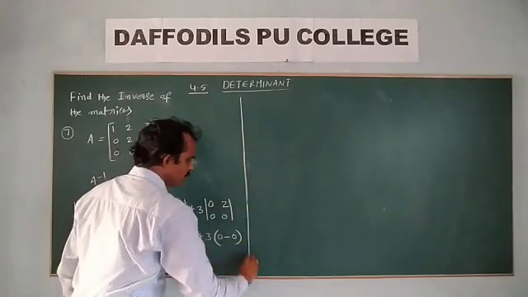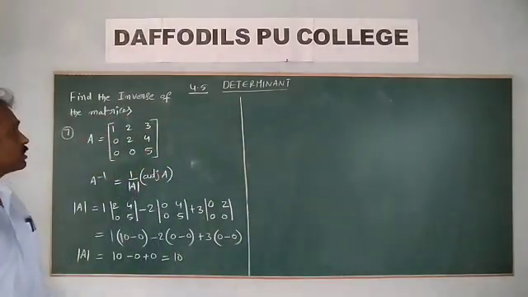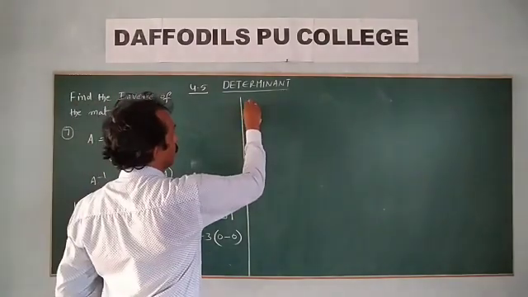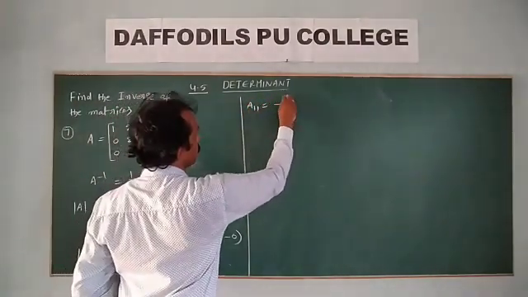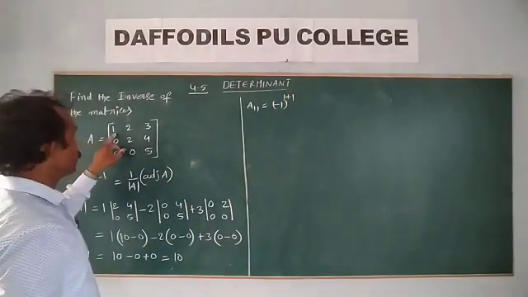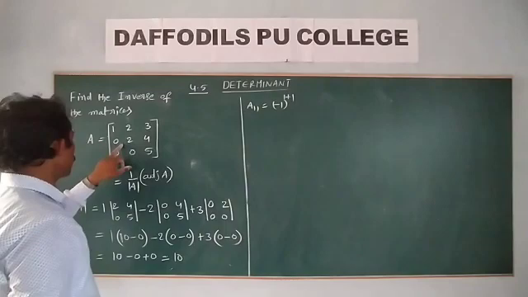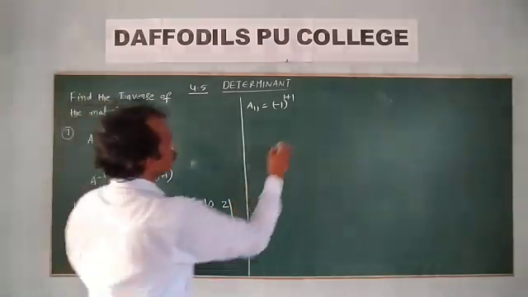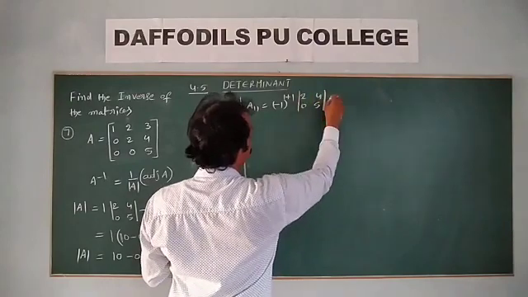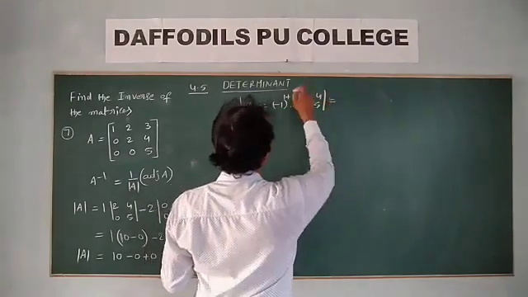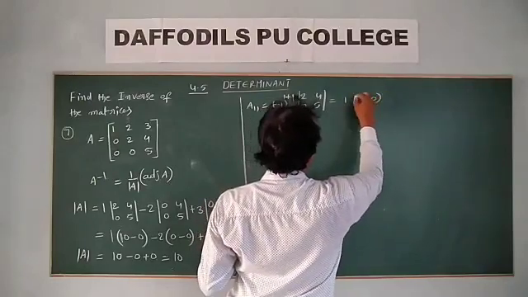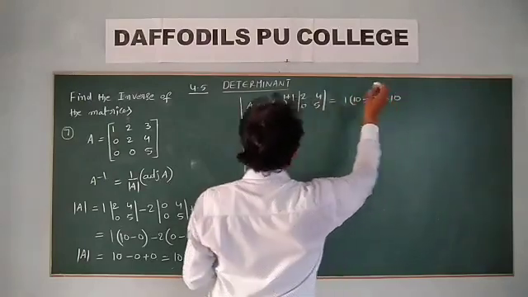Okay, next we'll find the adjoint. Before finding the adjoint, find its cofactors. What is the adjoint? Transpose of cofactors. First of all, A11 means minus 1 to the power of 1 plus 1 and its minor. Delete this row and this column. The minor is 2, 4, 0, 5. That implies minus 1 to the power of 1 plus 1, 1, into 10 minus 0, is equal to 10.